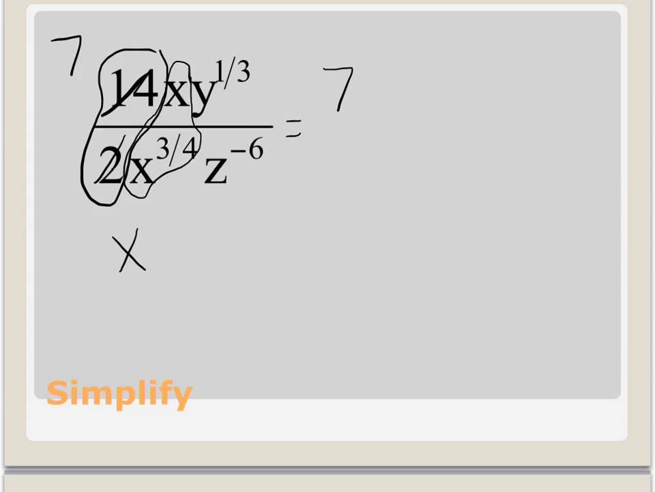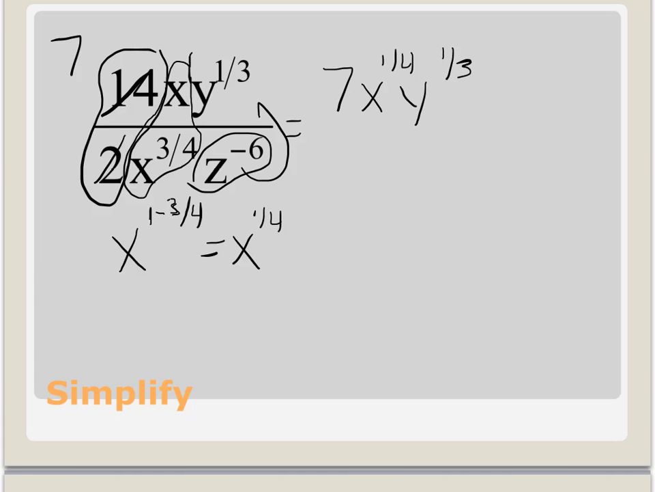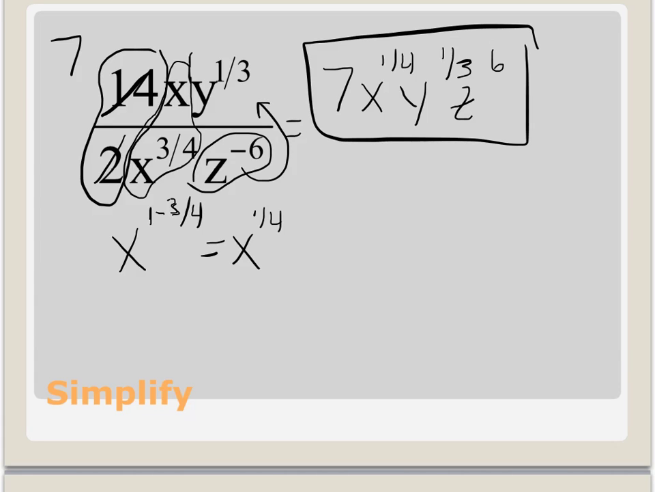So I get x, the top x has an exponent of 1, and then subtract the bottom exponent, and 1 minus 3/4 is 1/4. And that exponent is positive, so that thing gets to go on the top. The y, there's only one y, so we get y to the 1/3. And then the z is negative, so that needs to move up to the top. So we get 7x to the 1/4, y to the 1/3, z to the 6th.